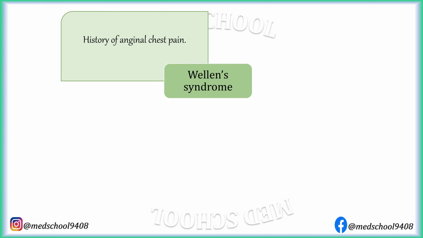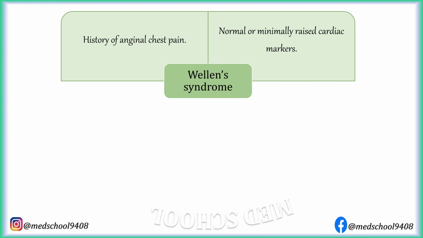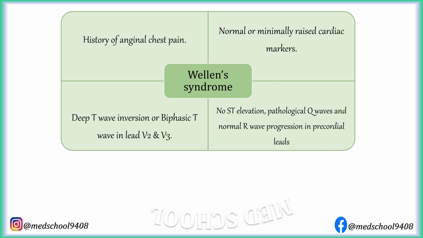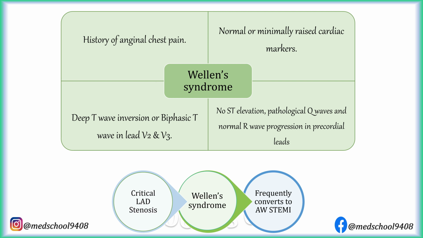Another example of atypical ECG changes indicating myocardial infarction is Wellen syndrome. It has 4 characteristics. First is history of anginal chest pain, then normal or minimally raised cardiac markers level, presence of deep T wave inversion or biphasic T waves in lead V2 and V3, and no ST elevation or pathological Q waves, and presence of normal R wave progression in precordial leads. Wellen syndrome is very important as it indicates critical left anterior descending artery stenosis and frequently converts to anterior wall STEMI.